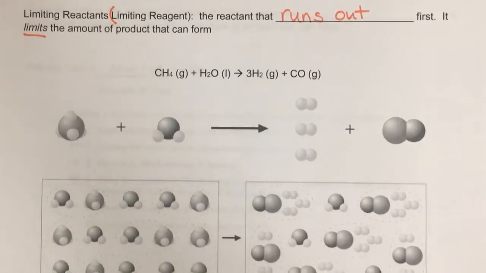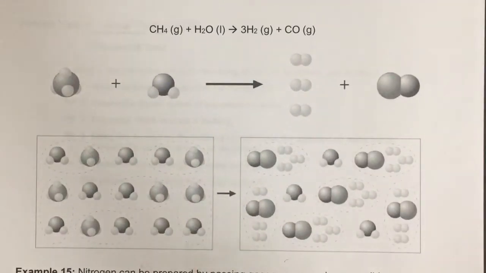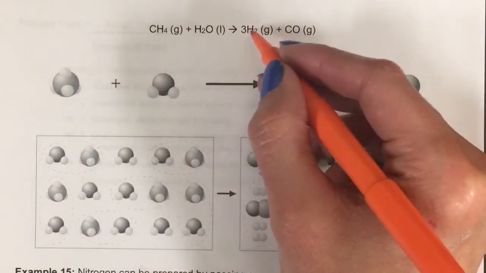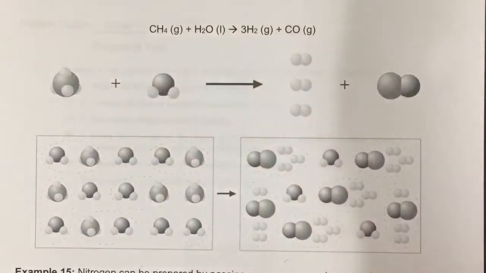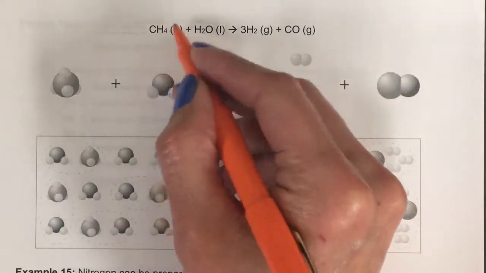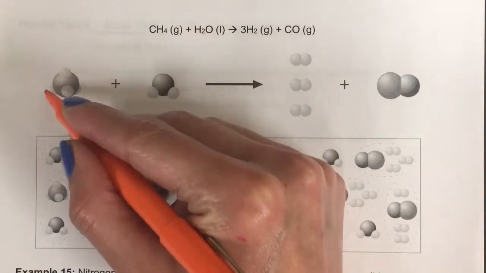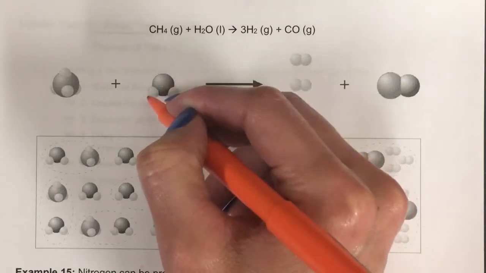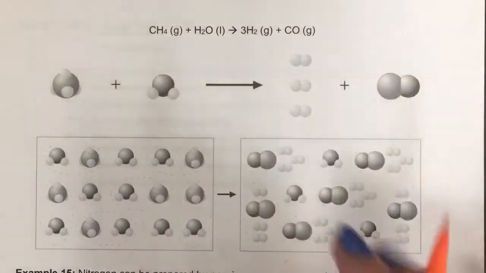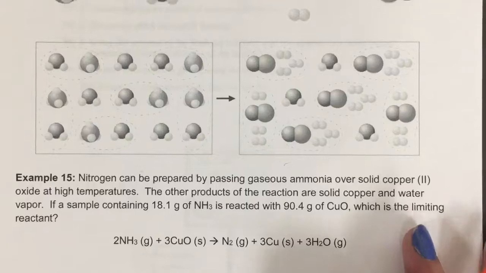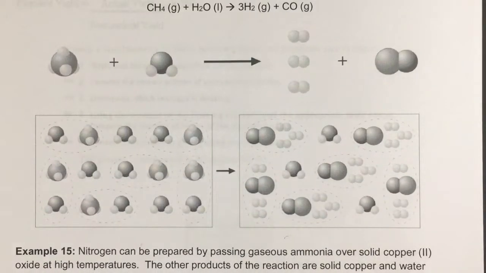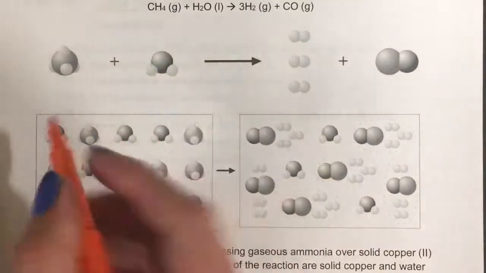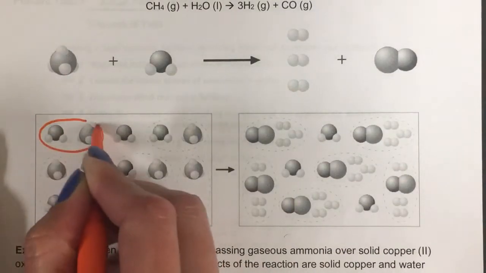So here we have a balanced chemical equation. We're told that methane, CH4, reacts with water to form 3 hydrogen and carbon monoxide, okay? So I need 1 methane molecule, here's my C, and 4 H's, for every 1 water molecule, H2O, sorry, 2 H's, 1 O, okay? So here I've got some pictures, and I'll try to keep this like this, okay? So for every one of these, I need 1 of these. Well, that's what the little circle is.